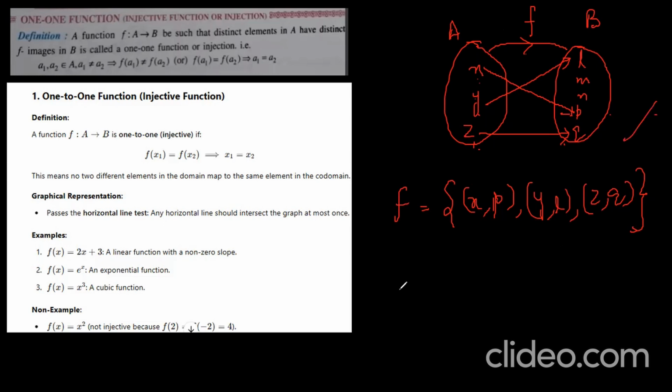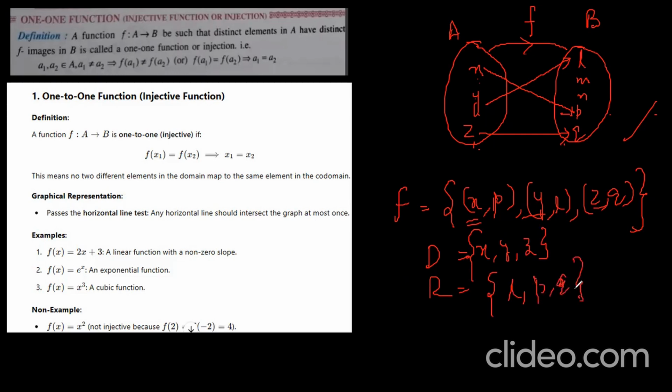So can you find the domain and range now? What is the domain here? Domain is going to be XYZ and range is going to be LPQ. Right? Domain is XYZ and range is, what is range? L, P and Q.